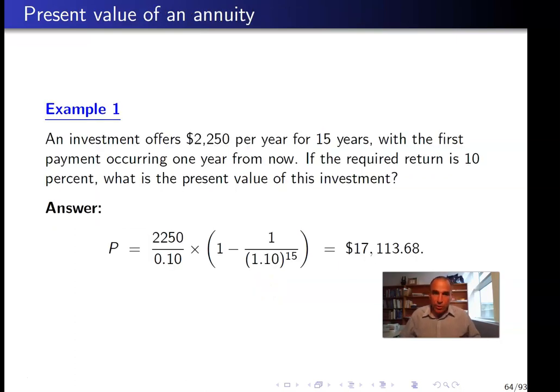Okay, here's an example. An investment offers $2,250 per year for the next 15 years, the first payment taking place 1 year from now. The required return is 10%. What is the present value of this investment? If we apply the present value interest factor for an annuity with an interest rate of 10% and 15 as the number of periods, and multiply it by 2,250, we obtain a present value of $17,113.68.